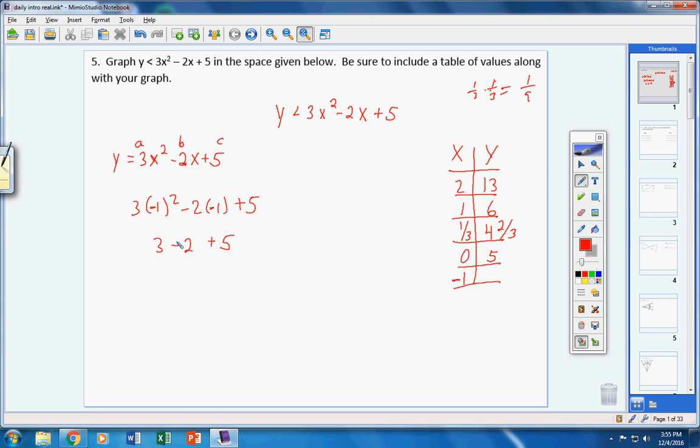Negative 2 times negative 1 is a positive 2, positive 5, that gives you 10. Alright, now let's review step 1, find the vertex. Step 3, fill in your table of values. Now, usually this number here matches this number here, doesn't it? But it didn't. That's okay. Usually this number here matches this number here, and it didn't. Let me show you why, okay?